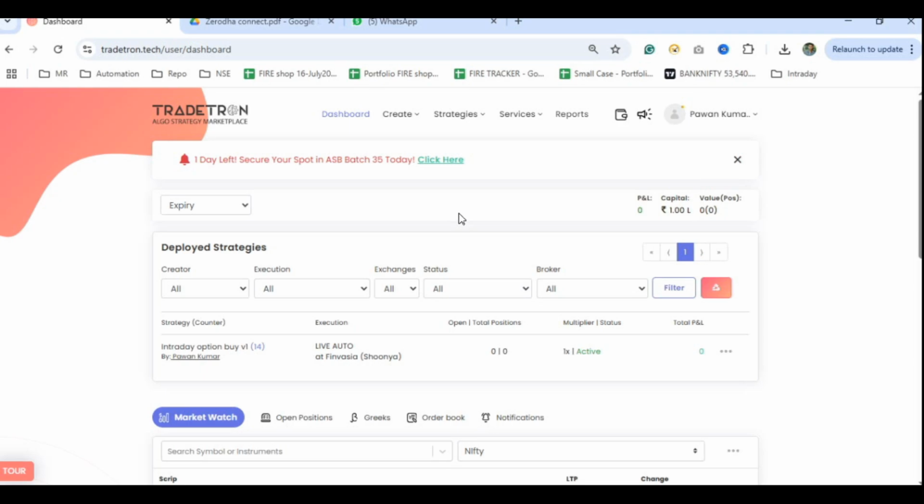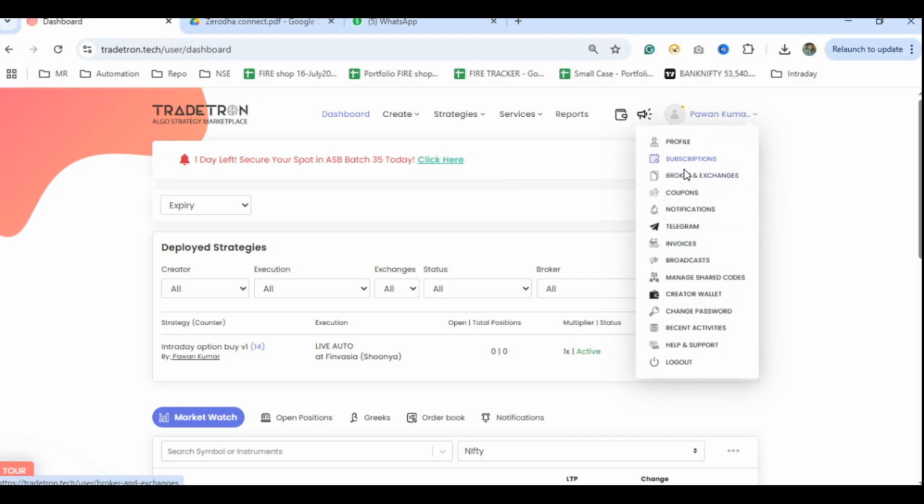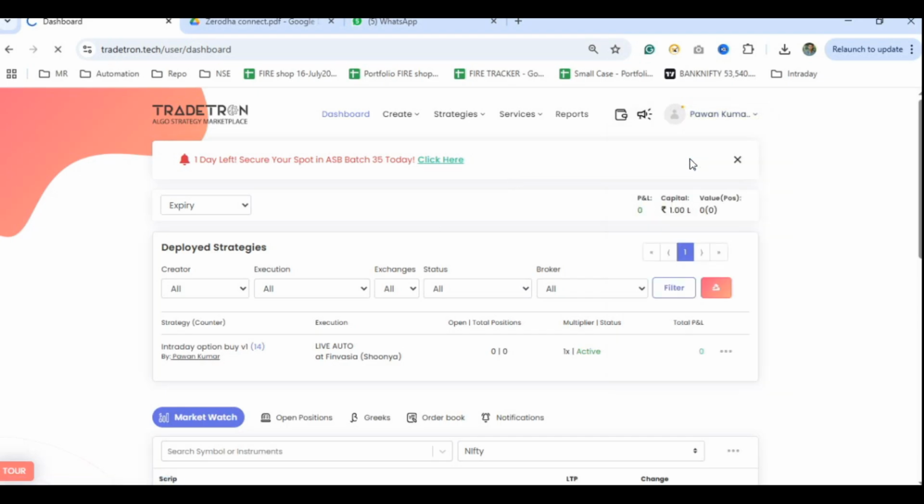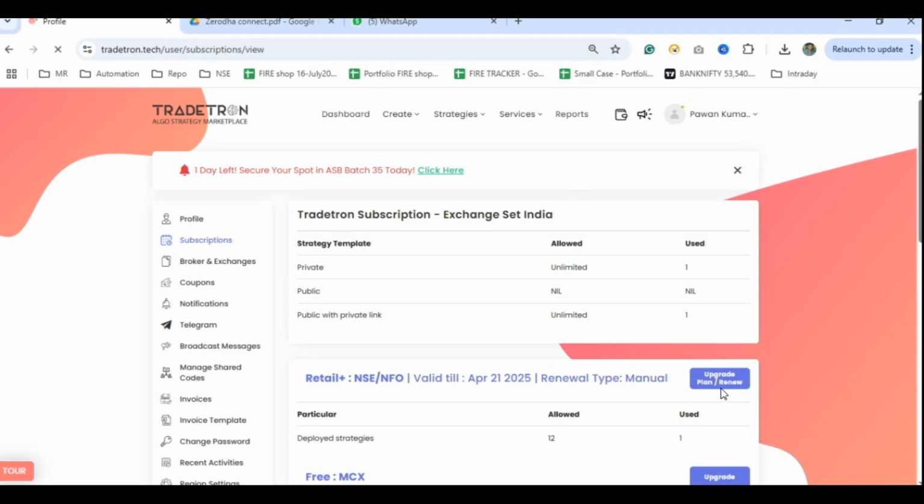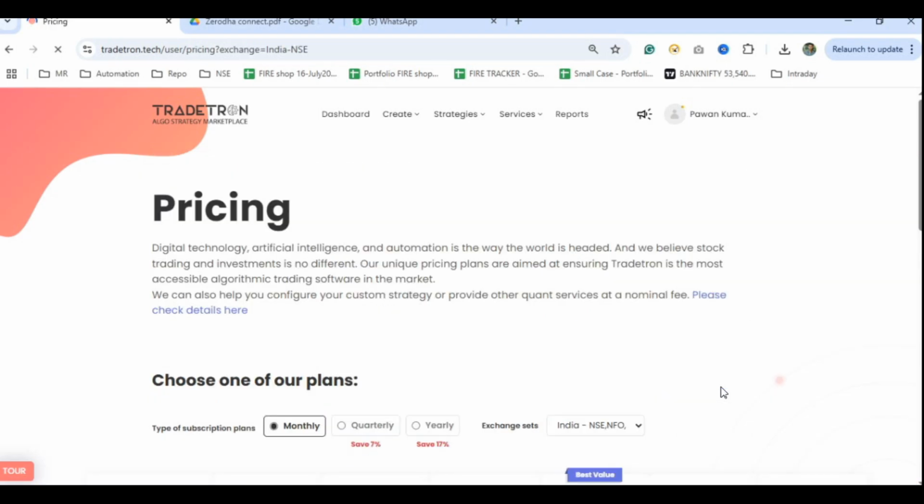For all these headaches, they charge some amount, like a subscription, right? I already showed this payment part.